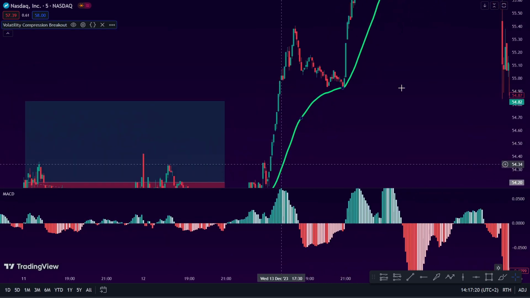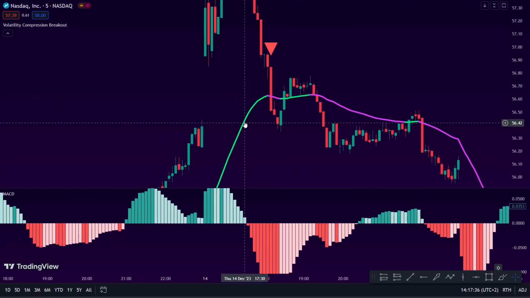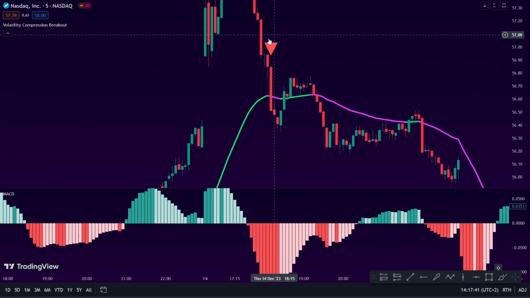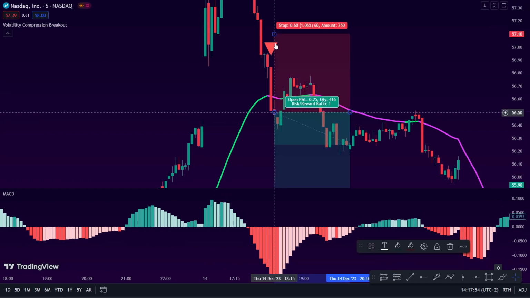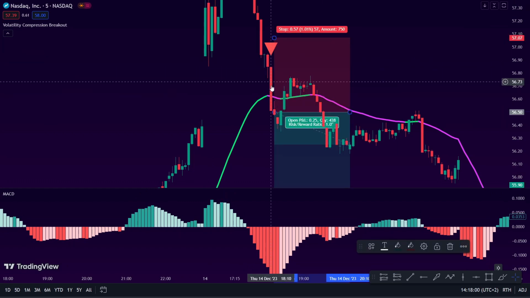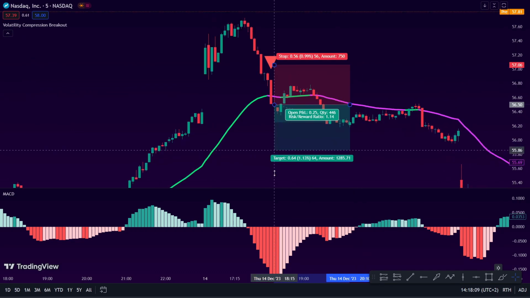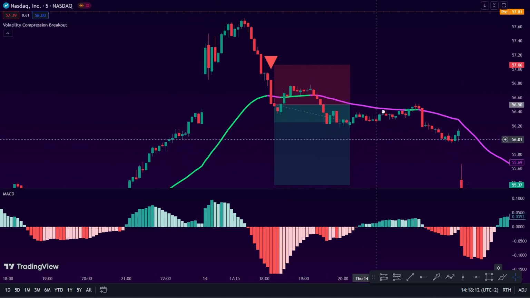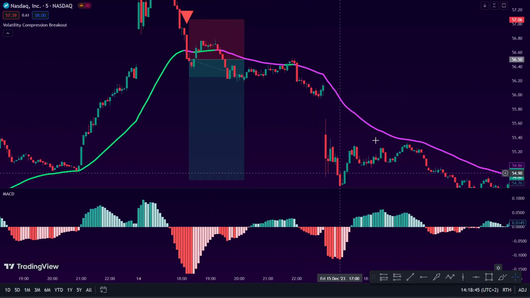Let's see the signals in sequence. Oh, for example, here the green line switches to purple and this indicator gives a sell label, and the MACD also confirms this signal. For example, if I take the sell position here and this candle is so large, I put the stop above this label and I make it 1 and 2 or 1 and 3 to maximize the profits.